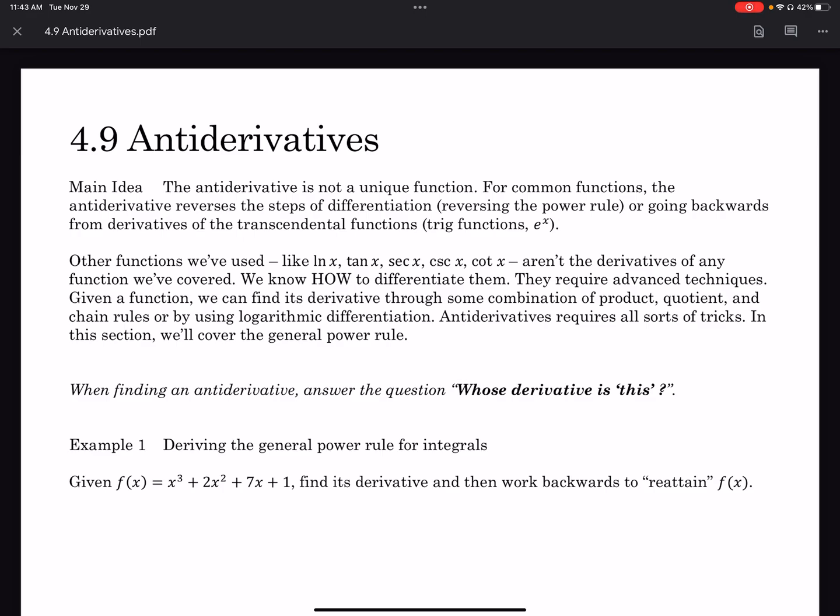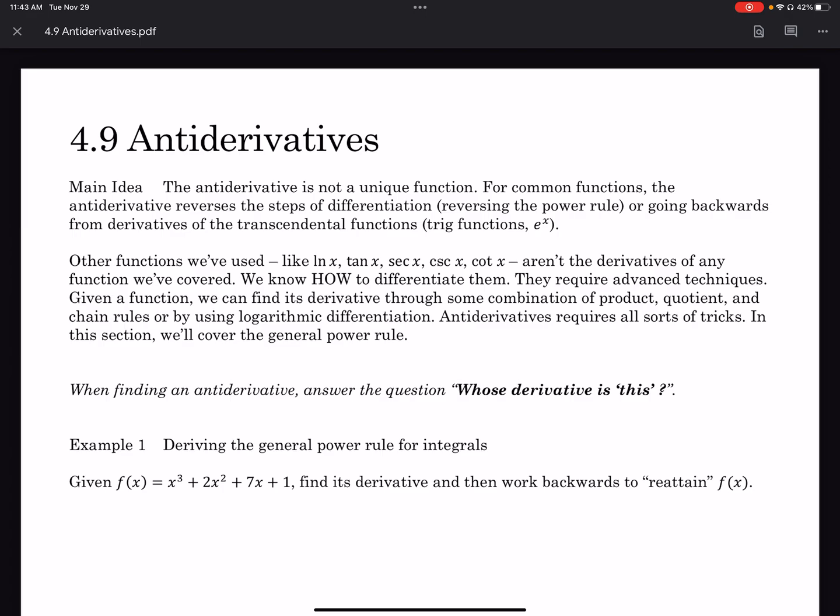So our main idea here is the antiderivative of a function is not a unique function. There are several functions that have a particular derivative, but for each function, its derivative is unique. So when we're doing antiderivatives, we want to ask ourselves, what general function has this derivative?